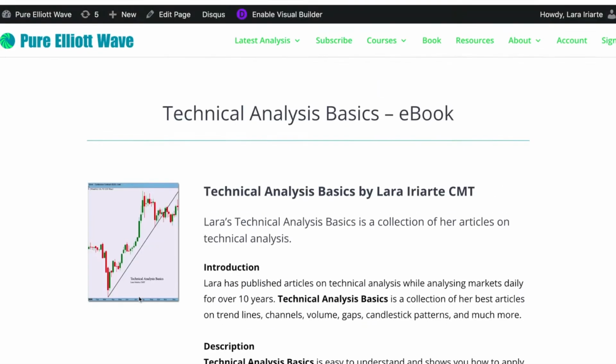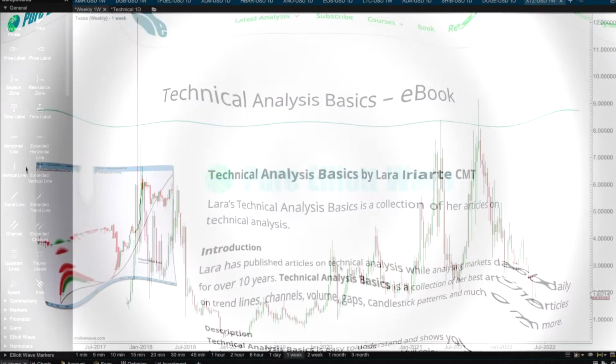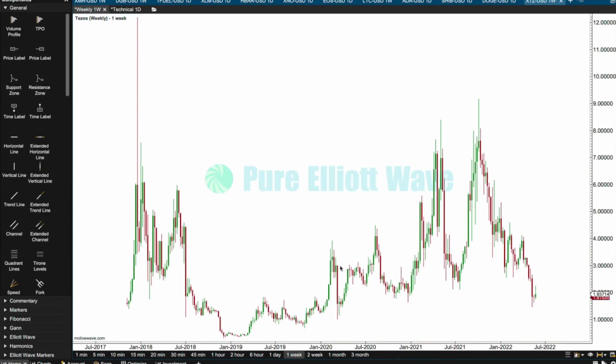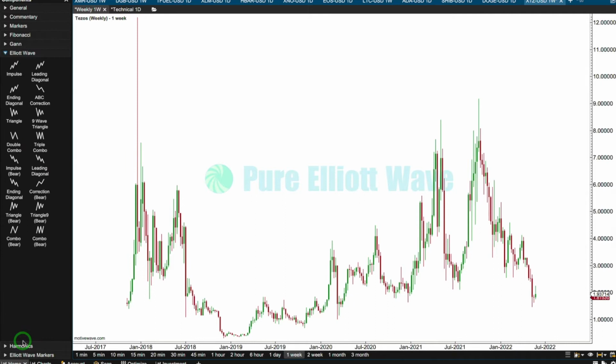Okay, let's jump into Tezos. This is Tezos to US dollar. I'm going to do an Elliott Wave count to see if it has enough volume to give us decent looking Elliott Wave structures, and then I'm going to do some classic technical analysis. I've got all the data I can get for this coin from Yahoo Finance. Let's have a go at an Elliott Wave count.